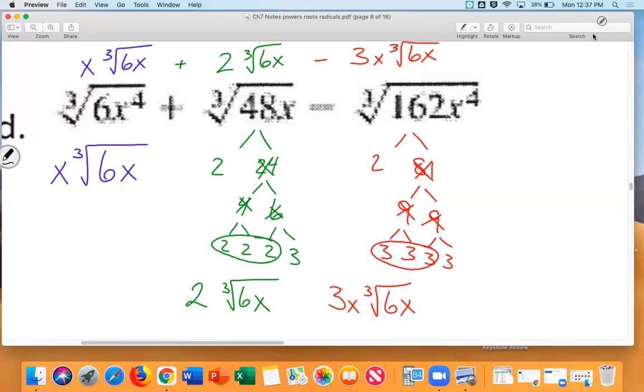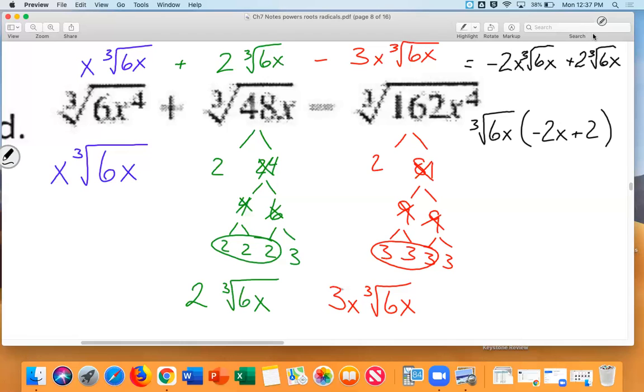So the blue and the red give me negative 2x cube root of 6x plus 2 cube root of 6x. And then because they both have that cube root of 6x, I can just pull that out and write it as negative 2x plus 2 times the cube root of 6x. You guys okay with that?